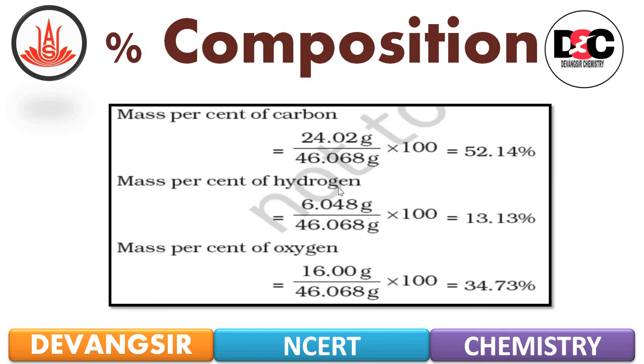In the same manner for hydrogen: how many hydrogens are present in ethanol? 6 hydrogens, upon the total 46, multiplied by 100, you will get 13.13. For the mass percent of oxygen, ethanol has only one oxygen, so it is 16 upon the total, multiplied by 100, giving 34.78. Now if you add these, 52, 13 and 34, you should get 100, then your answer is correct. This is the way you can calculate the percentage composition.